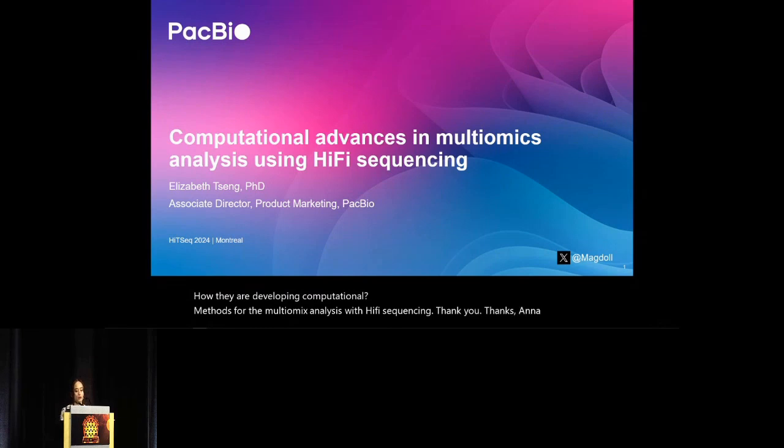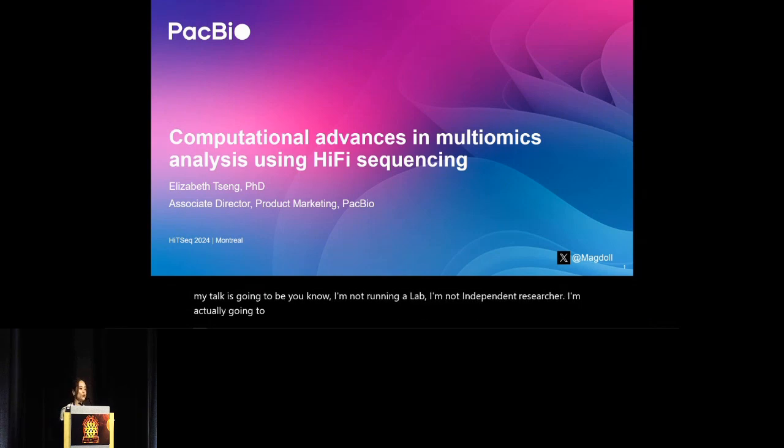So today my talk is going to be, I'm not running a lab, I'm not an independent researcher. I'm actually going to describe a suite of tools and biological findings that's been developed by me in the past. I like to call myself a retired bioinformatician these days, although I still code sometimes. Also tools developed by PacBio's own CompBio research group, and also our collaborators and customers. And it's going to straddle between informatics and also biological insights.